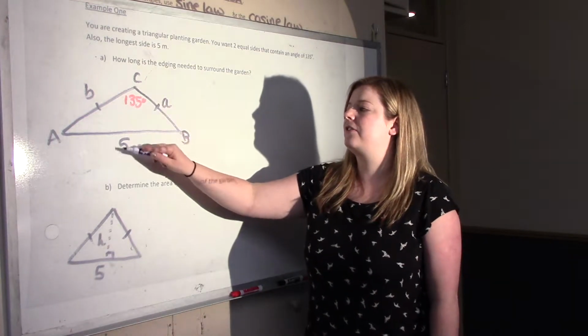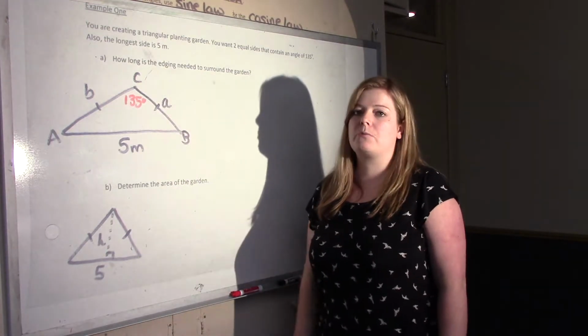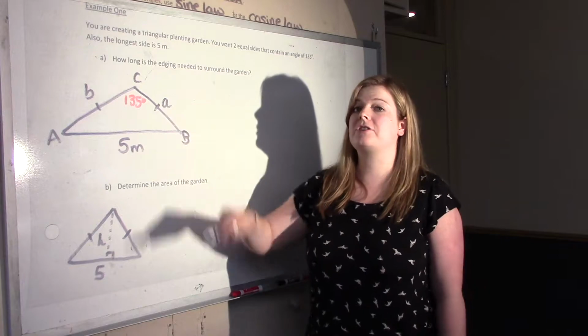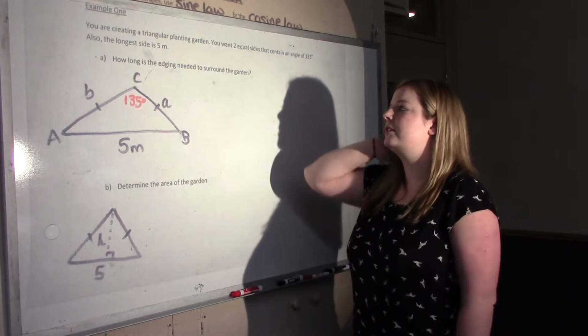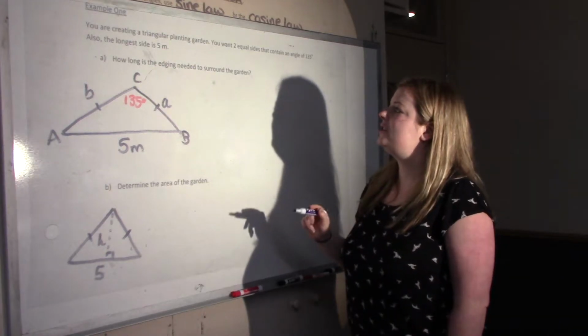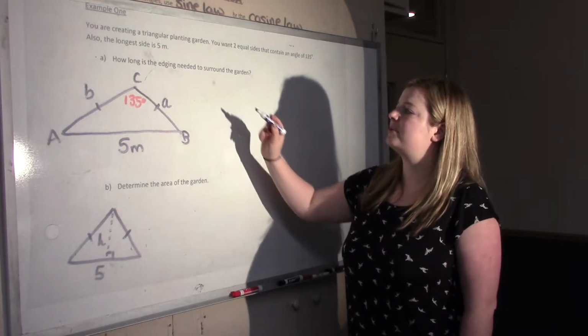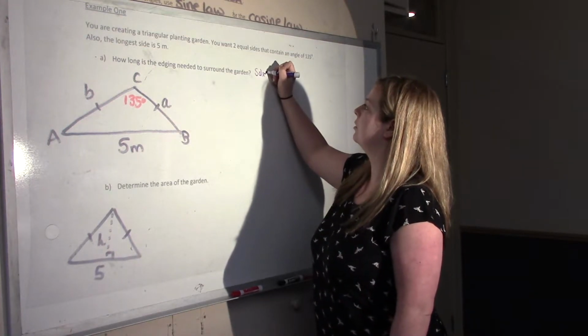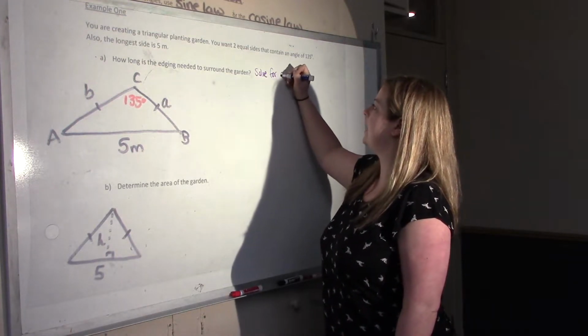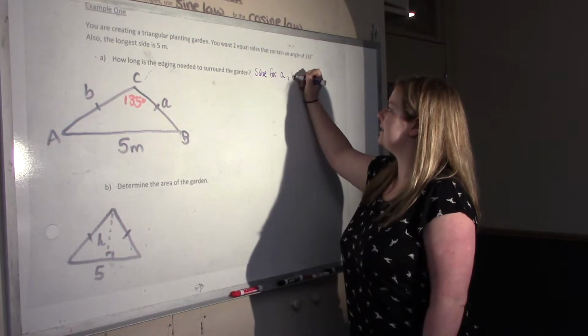So I know that the 5 meters must be across from 135, since that will be the largest angle. The largest side is always across from the largest angle. So how long is the edging needed to surround the garden? So that means basically I need to solve for side length A and side length B.